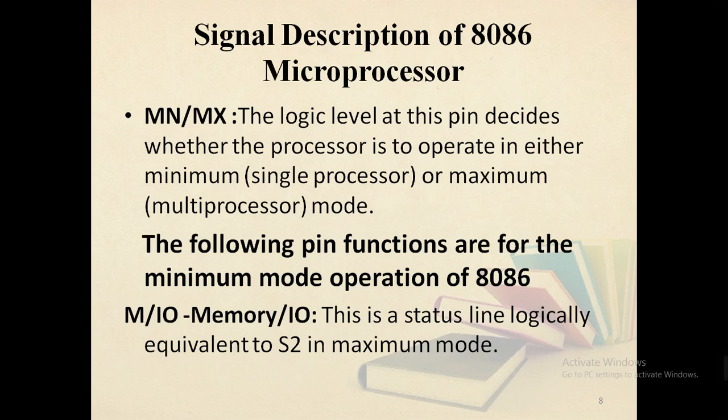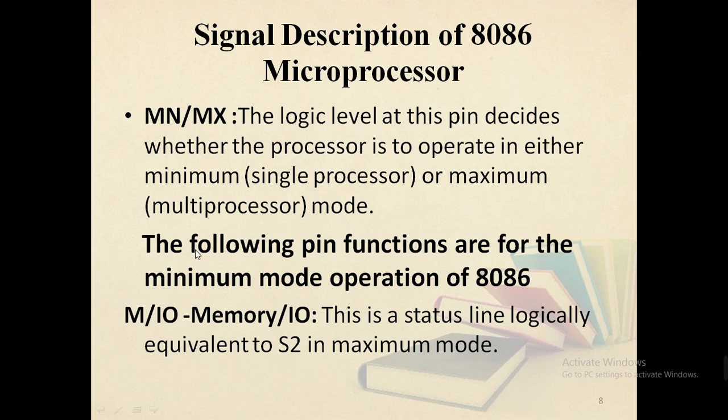Next pin, MN by MX bar. MX bar is an active low signal. MN is an active high signal. The logic level at this pin decides whether the processor is to operate in minimum mode or maximum mode. Whenever this pin goes high, the processor operates in minimum mode. Whenever this pin goes low, the processor operates in maximum mode. Up to these pins are common for both minimum as well as maximum modes.